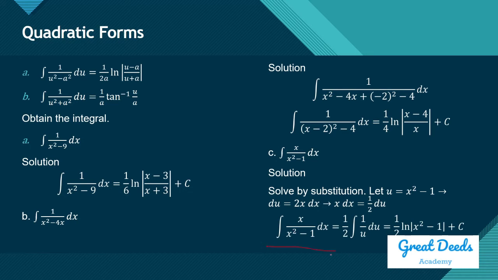So we can now write this integral as 1/2 times the integral of 1 over u du, and that is equal to 1/2 times ln of the absolute value of u, and then you just replace u by x squared minus 1, plus c.